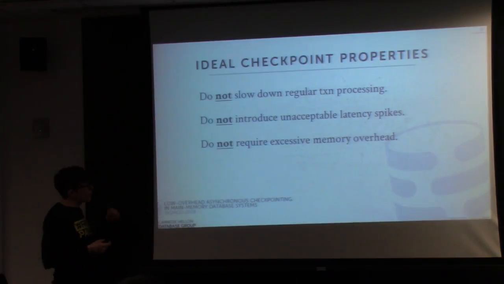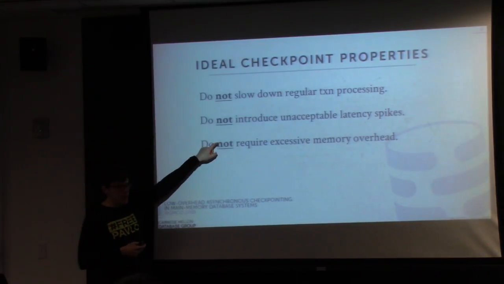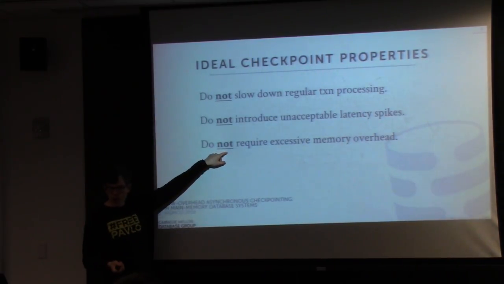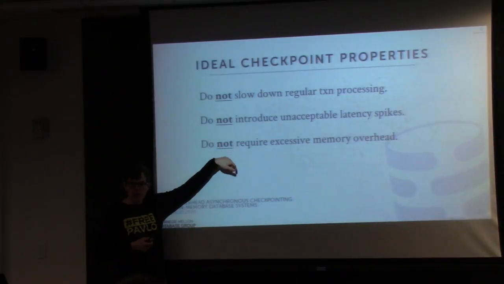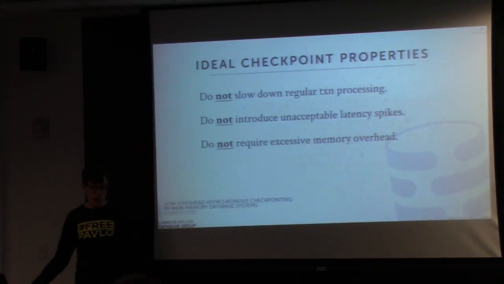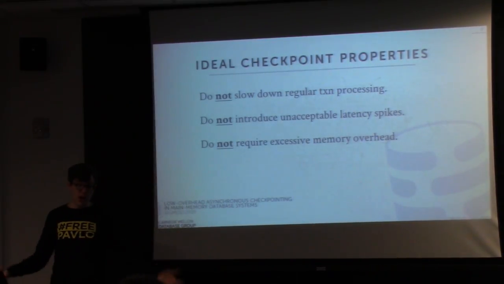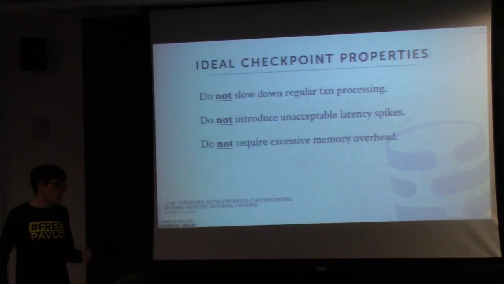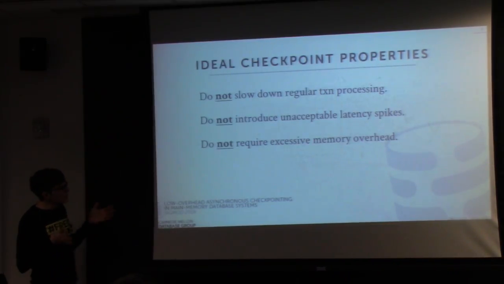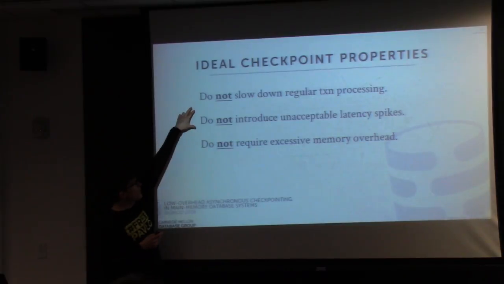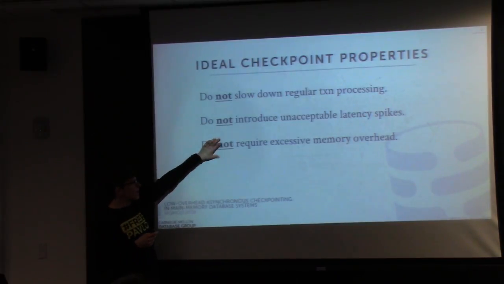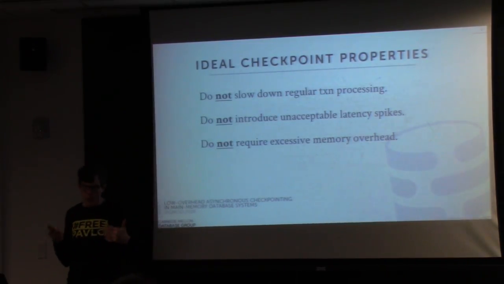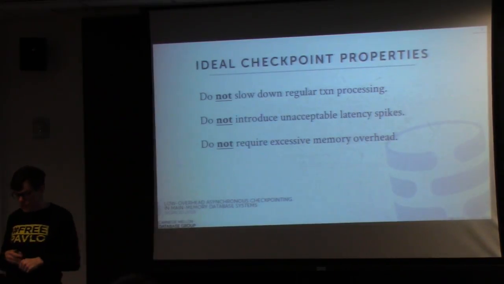And the last one, which is not really covered by the protocols we'll talk about in the paper you read, because they actually have a large memory overhead, is that ideally you don't want the database system to use a ton more memory just to take a checkpoint. So these are the things we ideally want. For the first two, we'll get them in the protocols we talk about. The last one depends on which approach you're using, and also on the concurrency control scheme you're using.